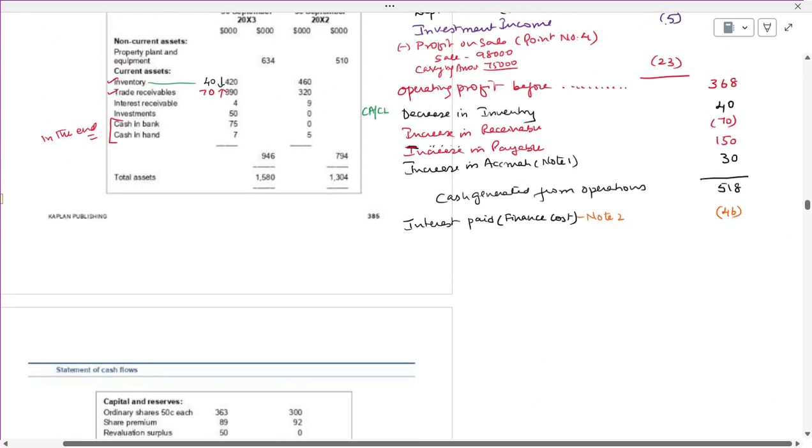94. Is it right? Income tax, how much have you paid? 90. Write down. Income tax paid. Note 3. How much? 94.